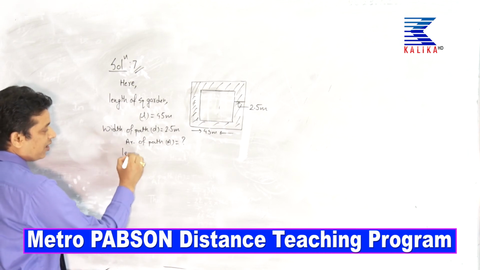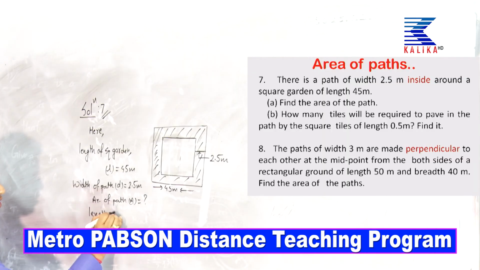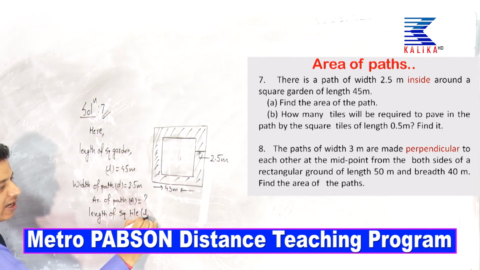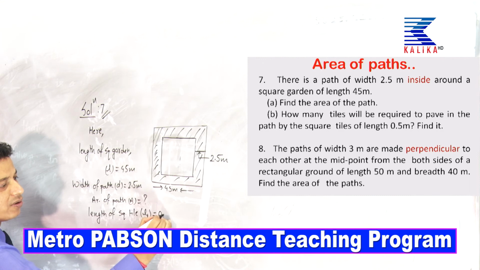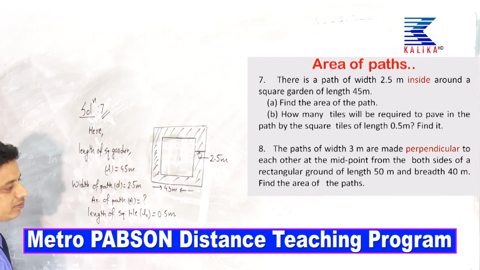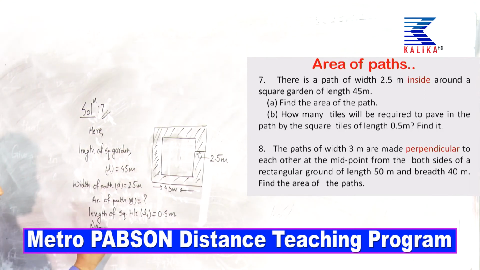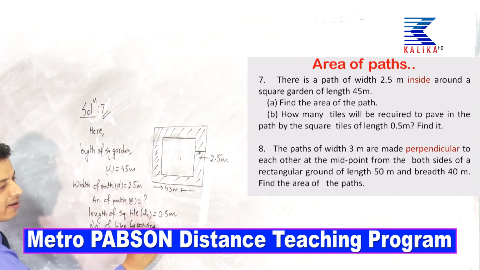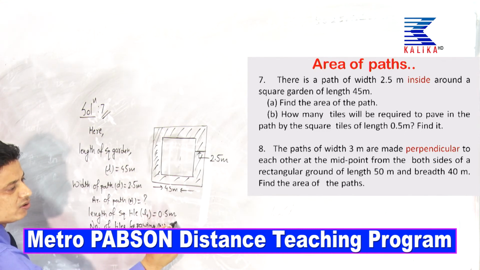So, the length of the square tile is given. Let us write L1 is equal to 0.5 meter, and the number of tiles is also asked. The number of tiles for paving, you can say, n is equal to what?